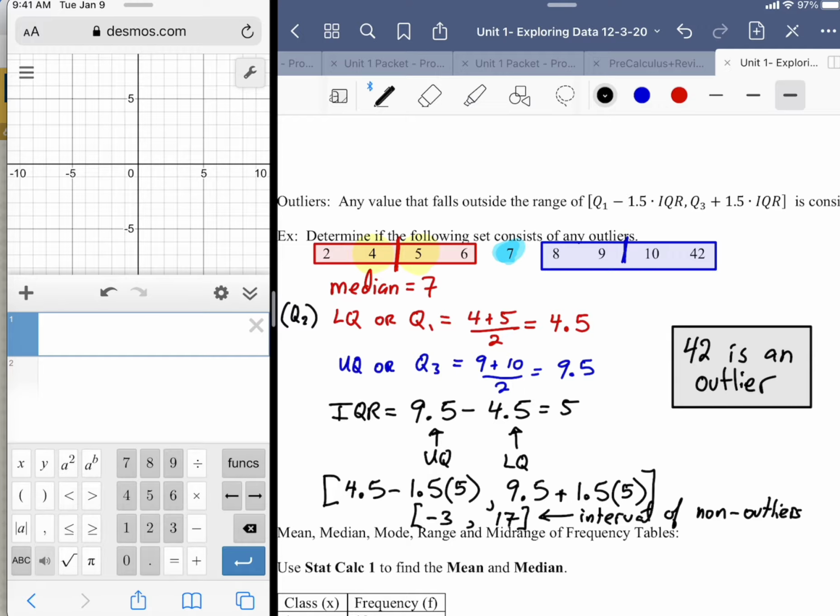If I tell you that these are ages of students in an elementary school, unless we're talking about that old movie Billy Madison, that 42 probably doesn't belong there.